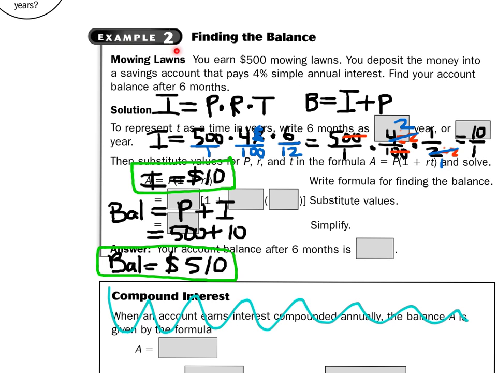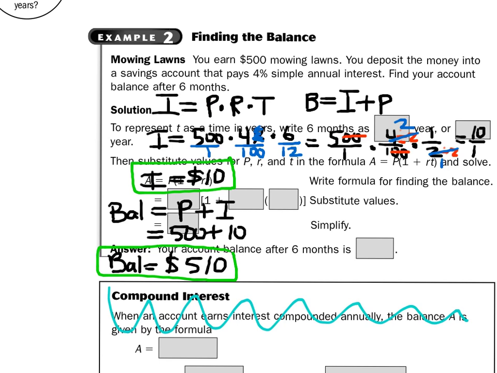Okay, so take a look at example 2, finding the balance. Mowing lawns. You earn $500 mowing lawns. You deposit the money in a savings account that pays 4% simple annual interest. Find your account balance after 6 months. So let's use I equals P times R times T to find the interest, and then we're going to figure out the balance.